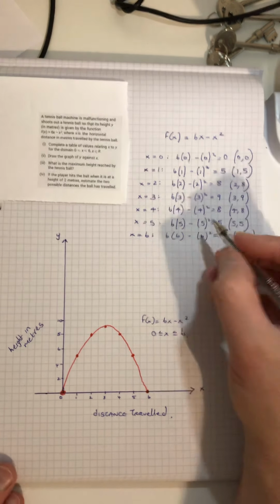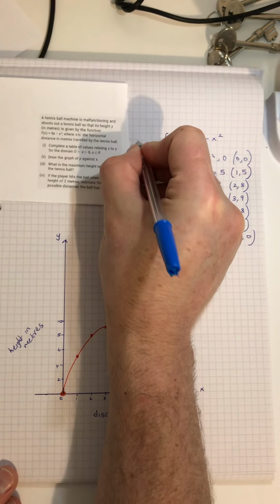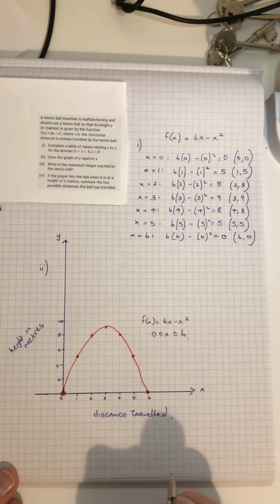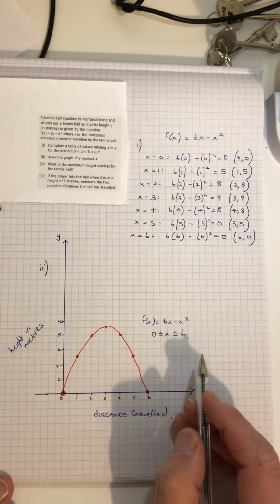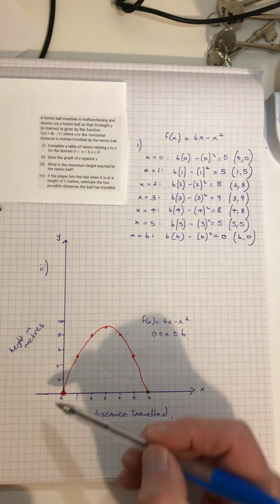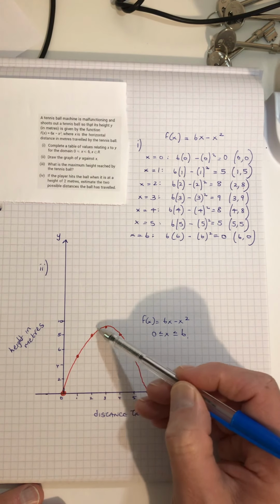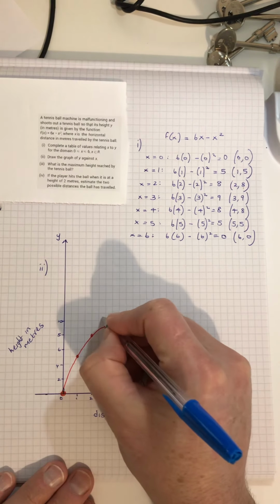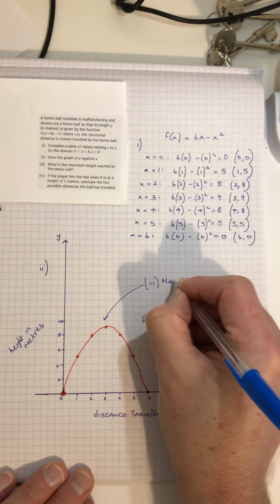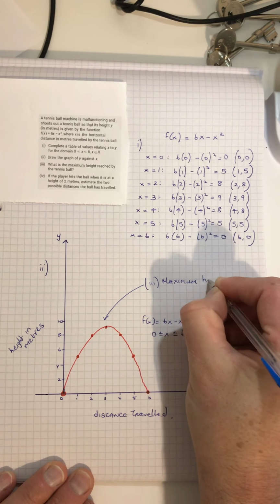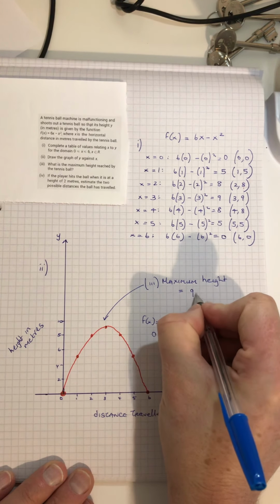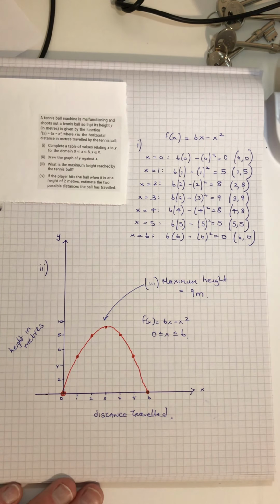So we've completed the table, part A. The first part is to complete the table. The second part is to draw the graph. Now, the third part, what is the maximum height reached by the ball? So if this is the shot and it goes up, what's the maximum height reached by the ball? So part 3, maximum height is equal to, so what's the height here? So it's 9 meters. Okay?